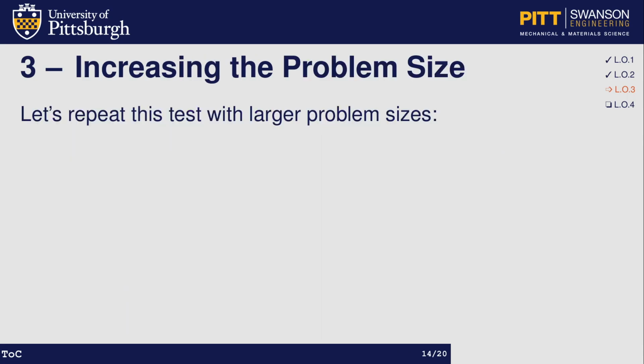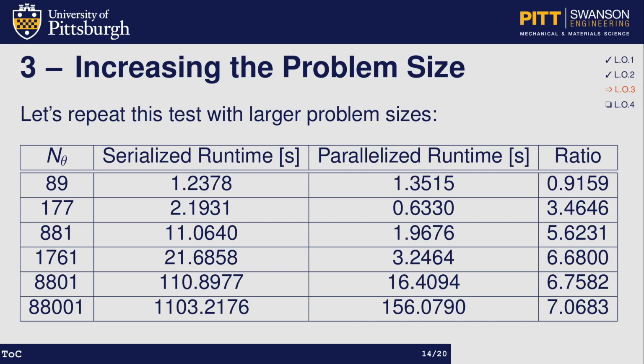Here's the code. If we increase the problem size, then we actually get this table. We see on the left-hand column the number of values we're testing for theta. That's increasing as you go down the table. And then the runtime values for the serialized and parallelized implementations in the middle two columns, and the ratio between those things all the way in the far right.